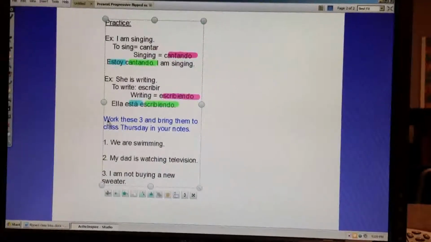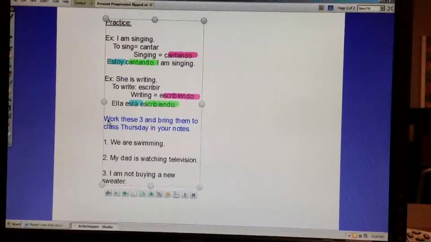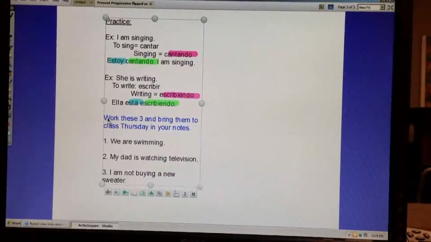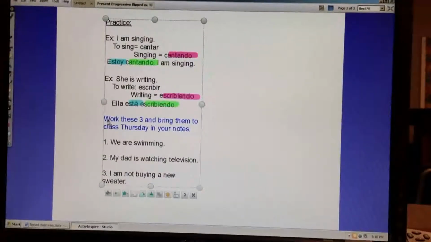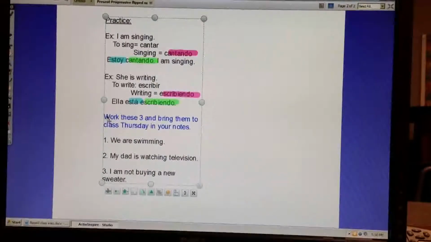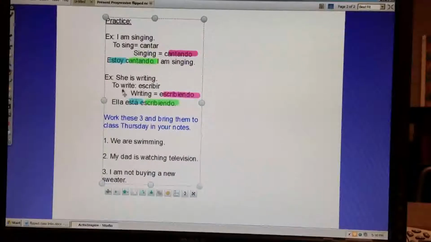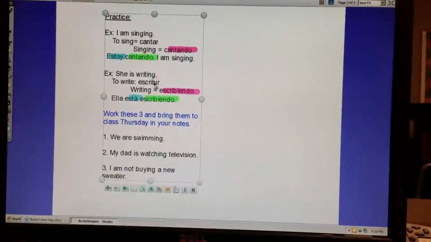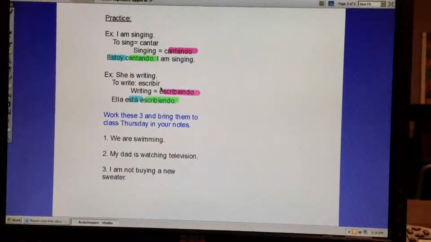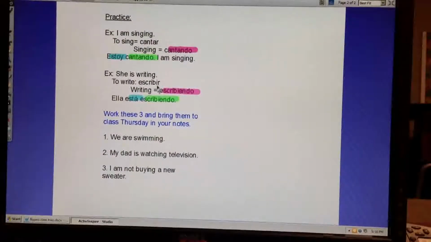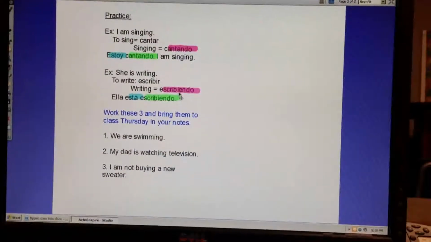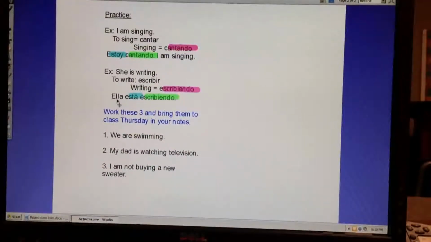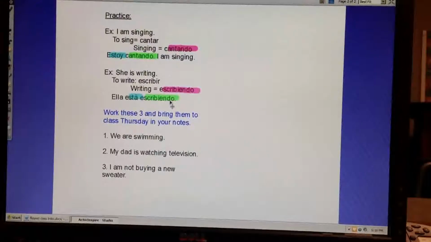Yes, we can just take cantar and conjugate it and say canto, but we want to be more like the natives, and they can use both interchangeably. You can say canto, I am singing, or estoy cantando. Now, let's look at another example. She is writing. We know to write is the verb escribir. And so, since it ends in an IR, we have to then make it end in an yendo to make the present participle. Okay? My new sentence, ella está escribiendo.